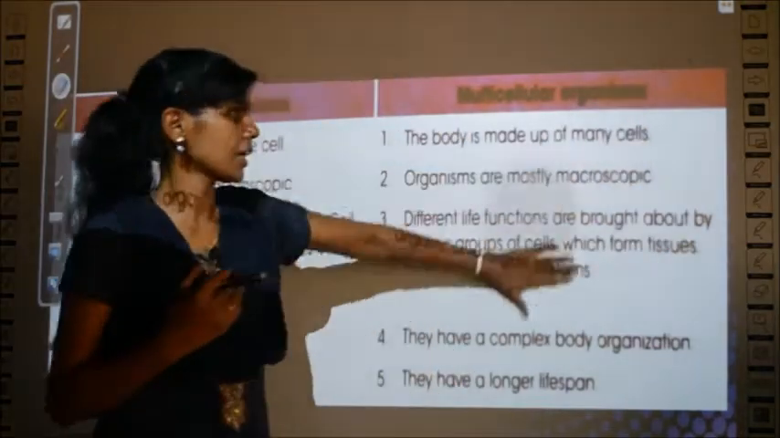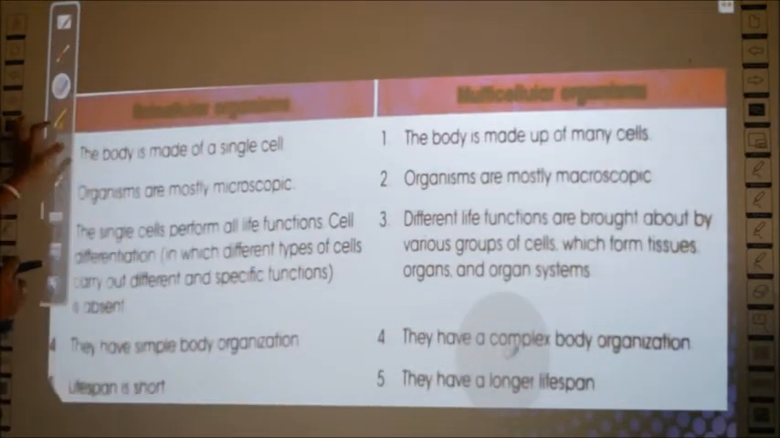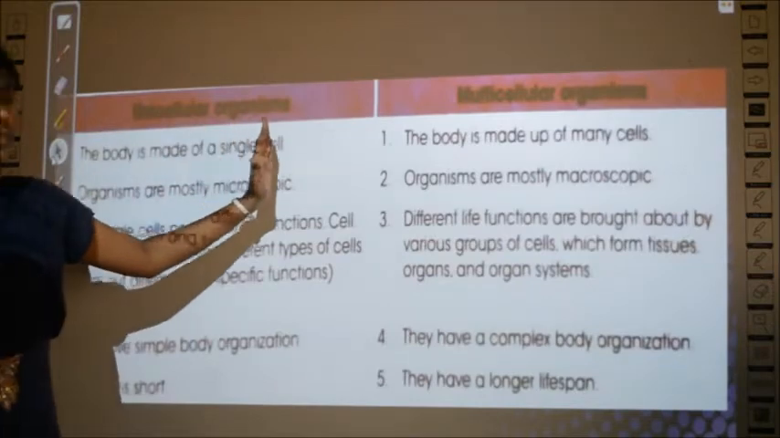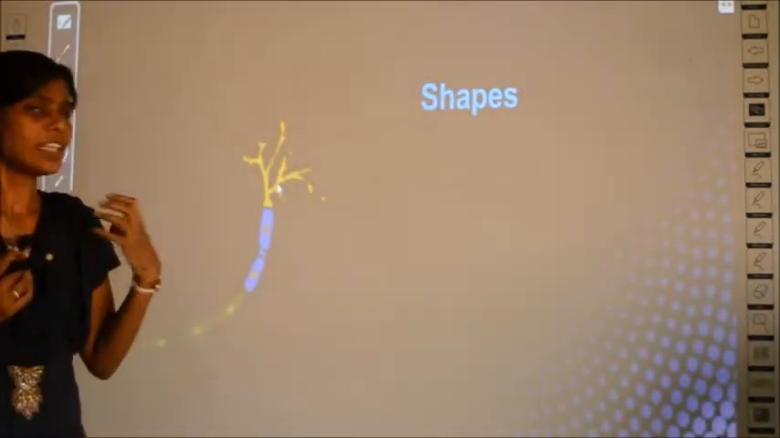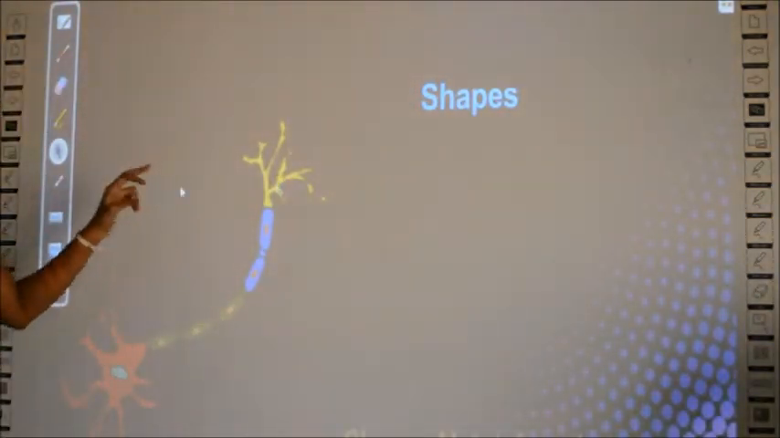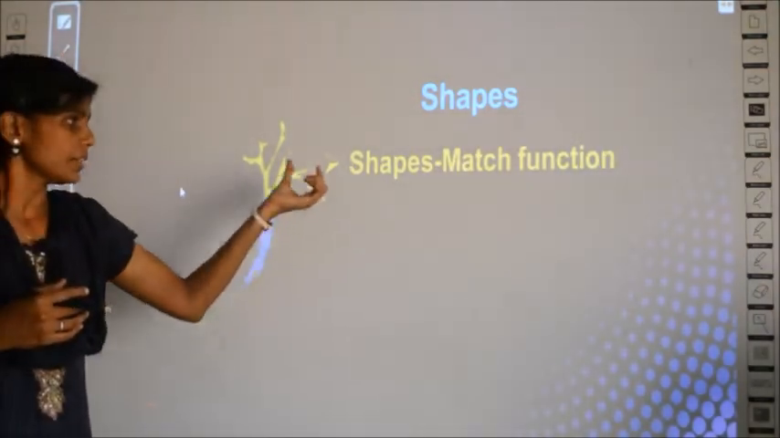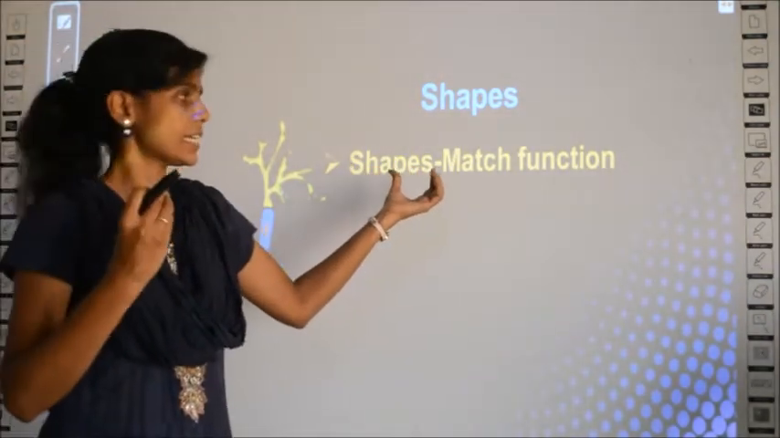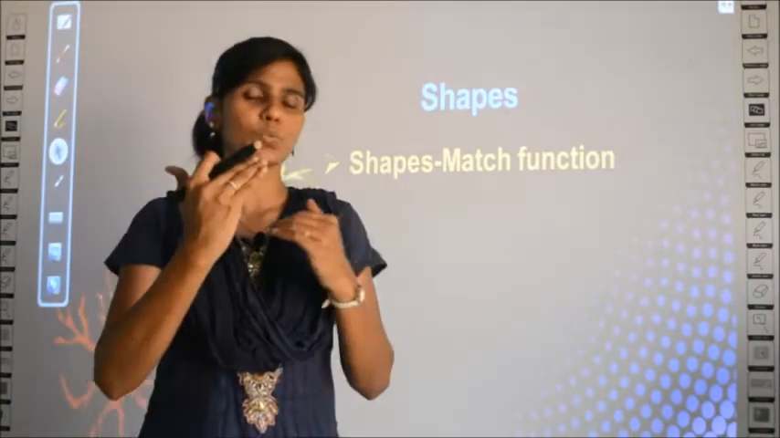So what we have studied is the size, and also the cell number. What is left? Now we have to study about shapes. There is one concept: the shape of the cells in your body matches with the function.